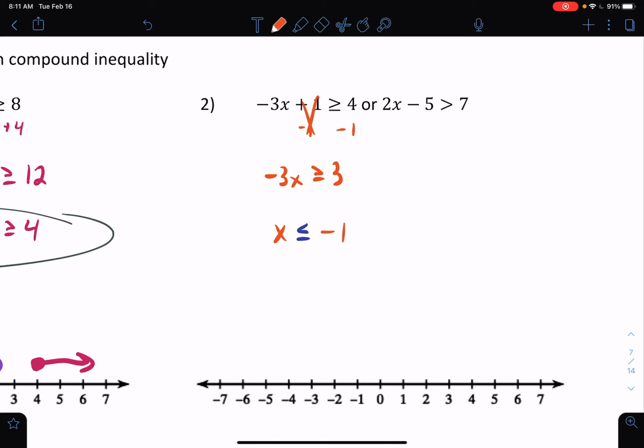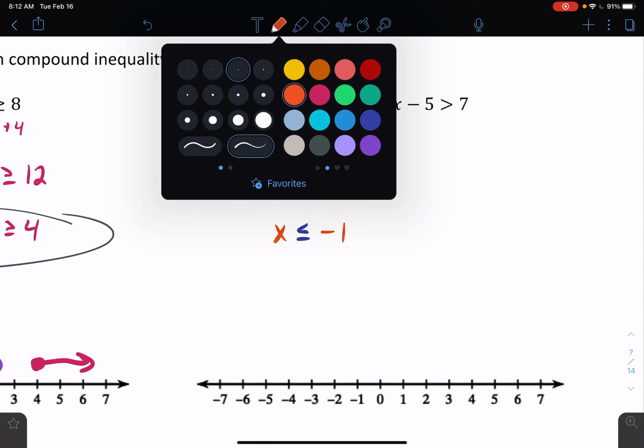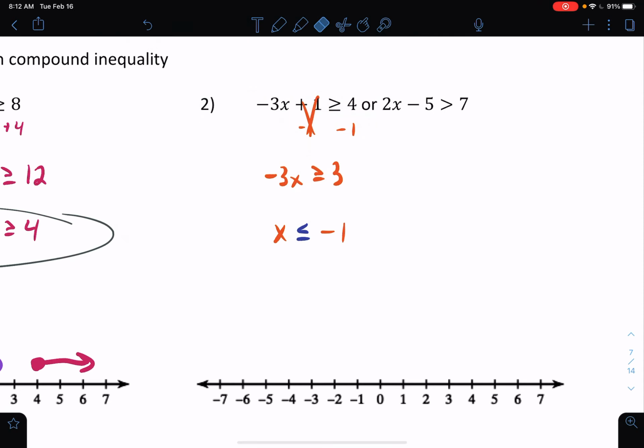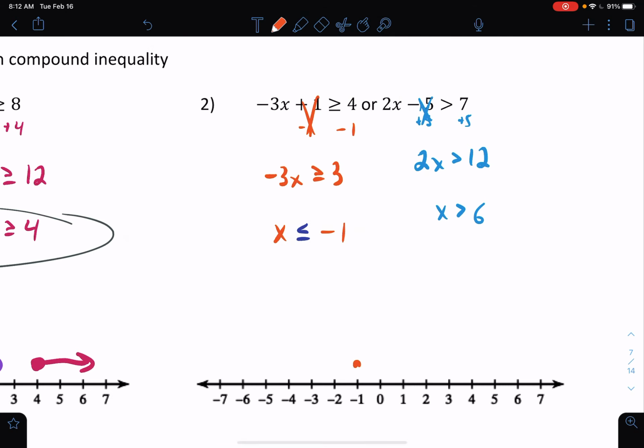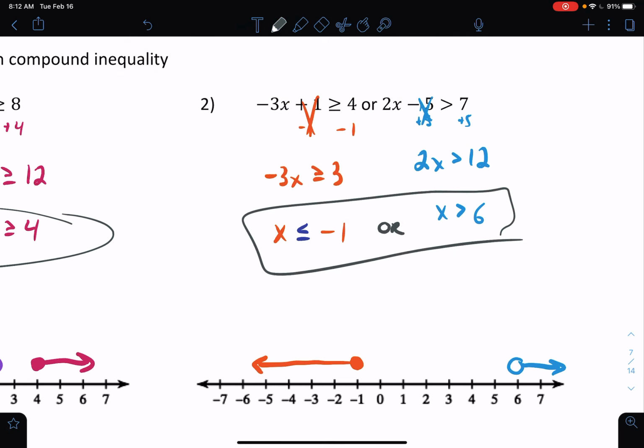All right, now if I solve this last one, add 5 to both sides, 2x is greater than 12, so x is greater than 6. So if I were to graph these, the orange one, x is less than or equal to -1, closed circle at -1, shading off to the left. And if x is greater than 6, open circle at 6, shading off to the right. I'm just going to throw the word or in between these two and box it. And we are good to go.